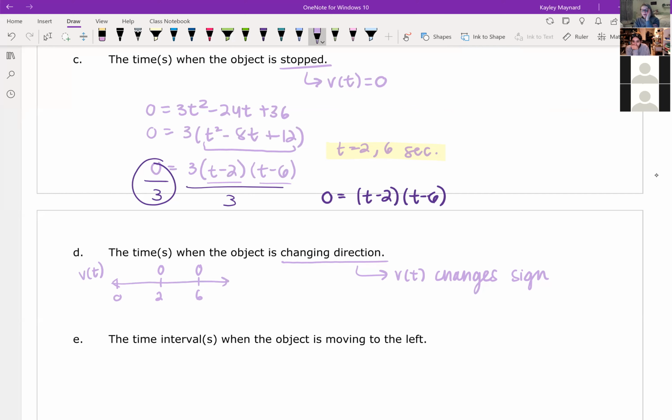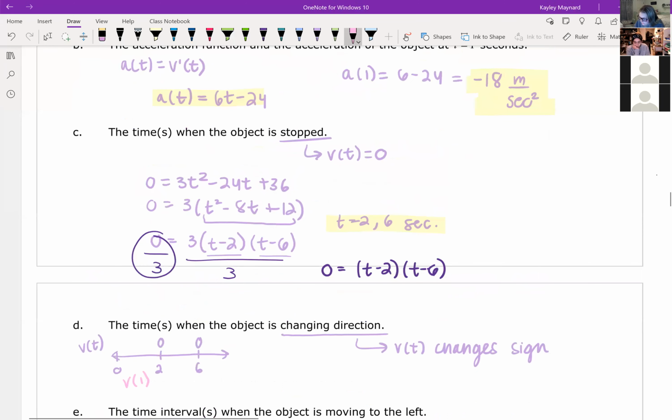So what you're concerned about is the sign in these in-between chunks. What's the sign from 0 to 2? What's the sign from 2 to 6? And what's the sign from 6 on? So any zeros of the function are spots where your sign could change. It doesn't have to, but it could change. So what we do here to fill this in is we take a value that's between 0 and 2, and we just plug it in to our v function. So let's just do v of 1, because that's nice and easy.